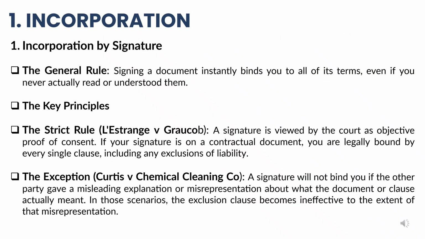Let's now move to the first major hurdle in common law control: incorporation. Before an exclusion clause can be enforced, the party relying on it must prove that the clause actually became part of the contract. Under common law, incorporation can happen in three main ways: by signature, by notice, or through a previous course of dealing. We'll begin with incorporation by signature.